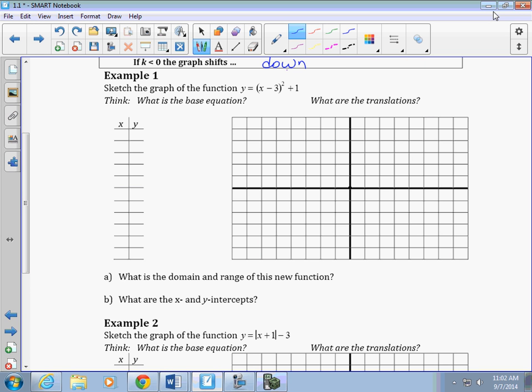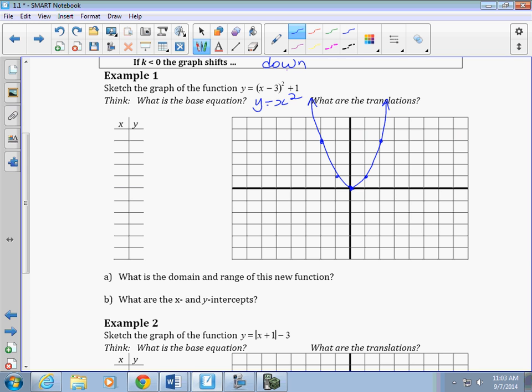Okay, so the next one says sketch the graph of the function y is equal to (x minus 3) squared plus 1. Think, what is the base equation? So your base equation is y is equal to x squared. So y is equal to x squared means I go through the origin, I go over 1, up 1, over 2, up 4, and then it'd be 3 and 9. So this would be my base equation, which in the assignment that you did the other day, they called the parent equation.